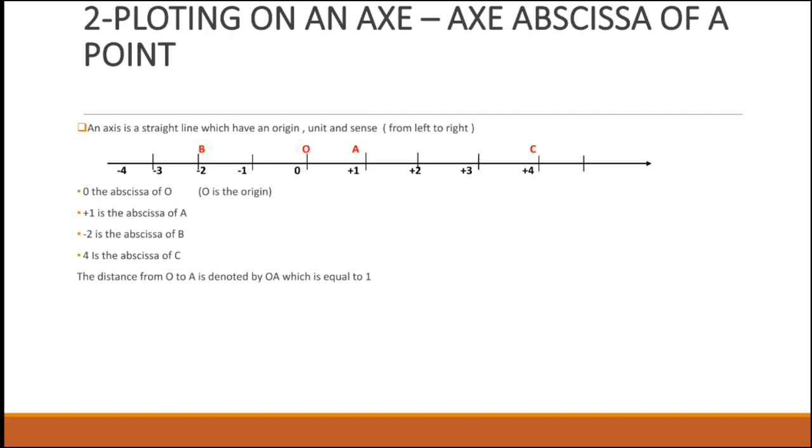The distance from O to A, I write it as OA. How many times did I jump from O to A? How many times? It's just one time. So the distance from O to A is OA equals 1.